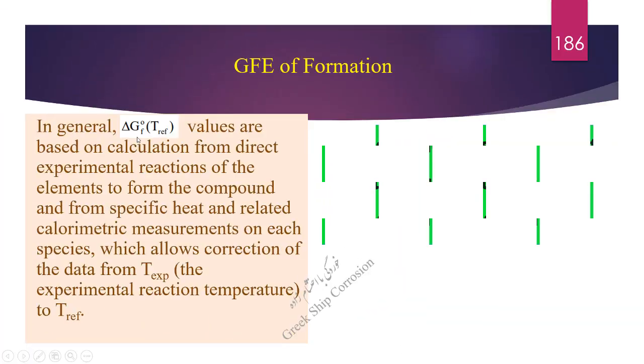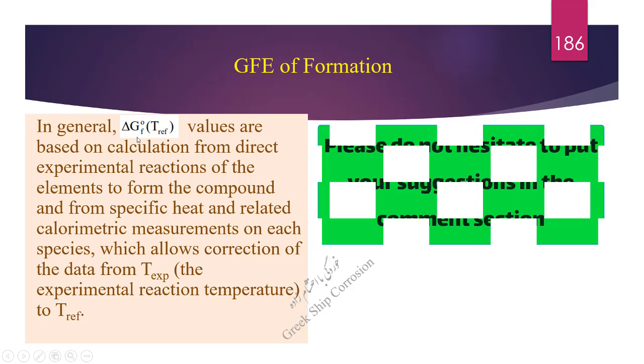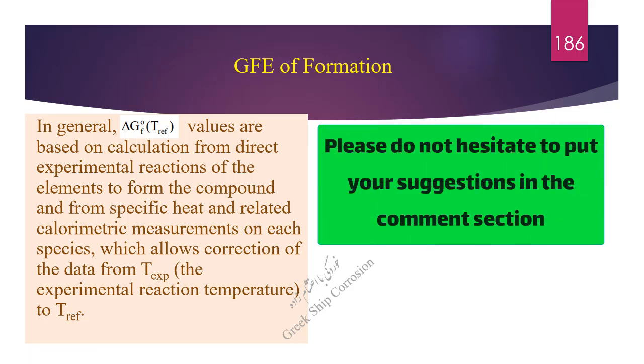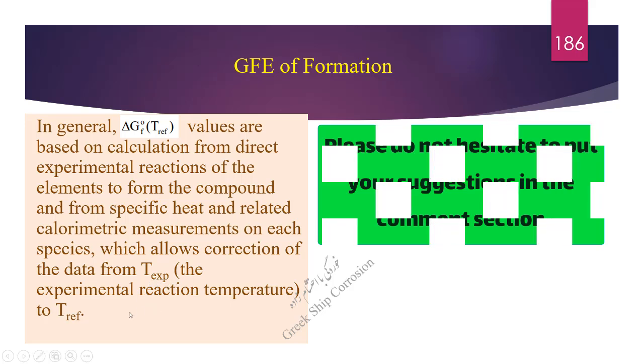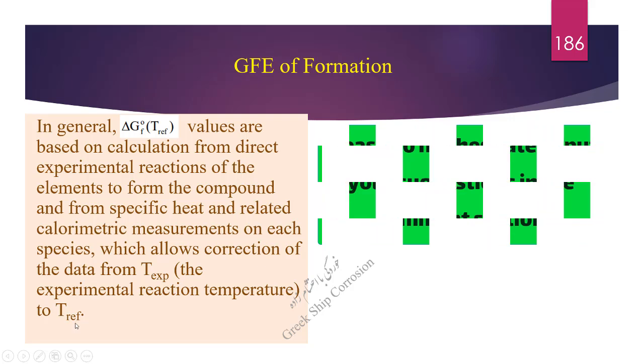In general, standard Gibbs free energy of formation at the reference temperature values are based on calculation from direct experimental reactions of the elements to form the compound and from specific heat and related calorimetric measurements on each species, which allows correction of the data from T experimental, that is, the experimental reaction temperature, to the reference temperature.